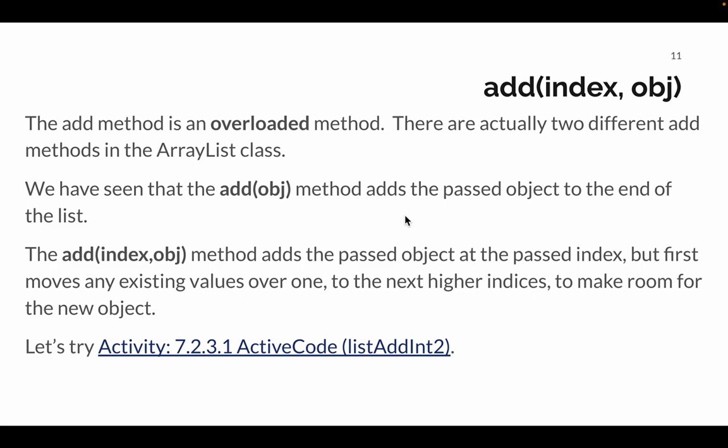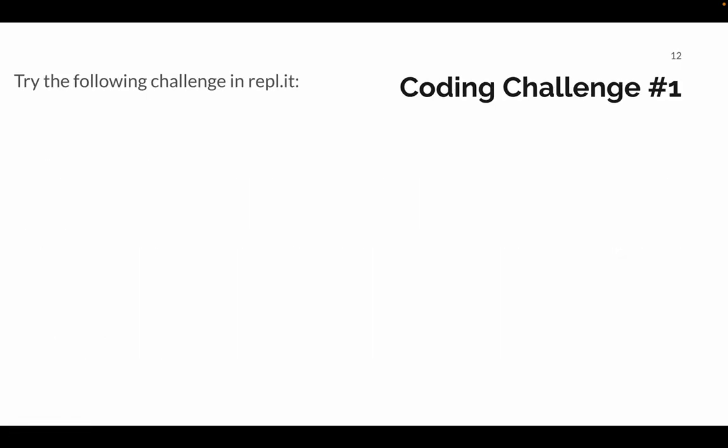The add method is an overloaded method, and there are actually two different kinds of add methods in the array list. We've seen the add, which will add the object to the end of the list. There's also add with an index, and this adds the object at whatever index location you want, but it moves any existing values over by one, shifting them to the next higher index. At this point, go ahead and look at that by doing activity 7.2.3. And then let's try the following Replit challenge.